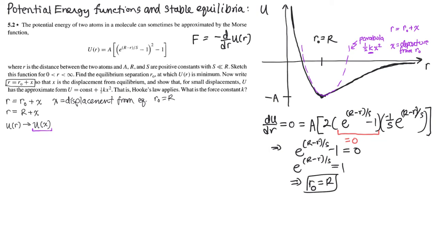Okay, so how do we actually make this expansion? Well, we look in our function and we see what depends on r. It's just this exponential term. So our goal now is to rewrite this exponential term, e to the capital R minus r over s. We want to write that in terms of x. Well, capital R minus r is simply minus x. So we have e to the minus x over s, where x is the displacement from equilibrium. And we want to expand this in a Taylor series.